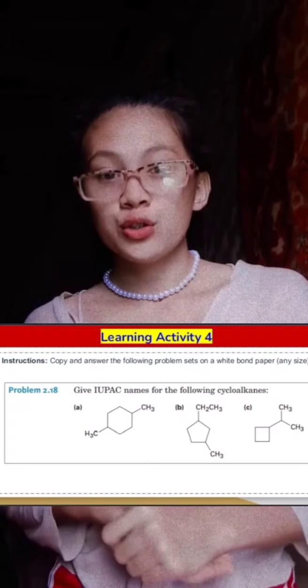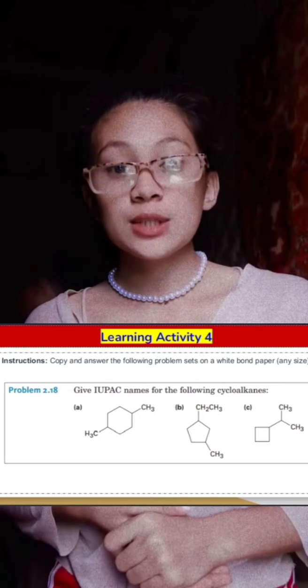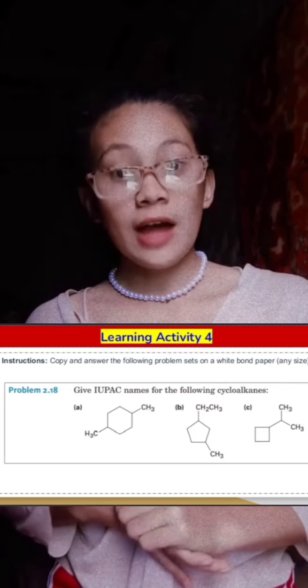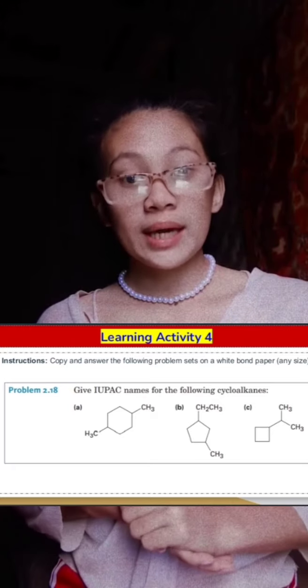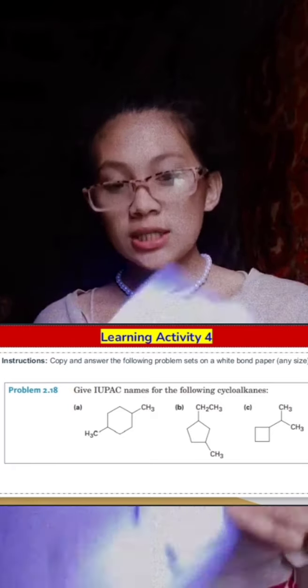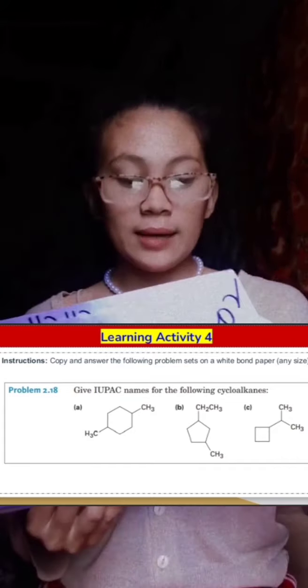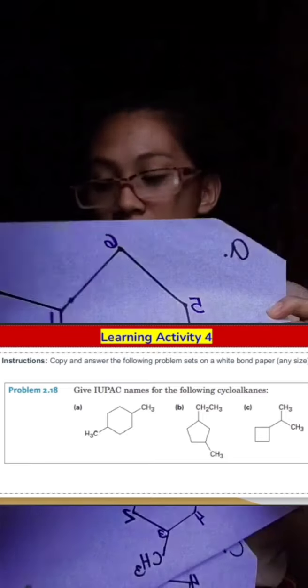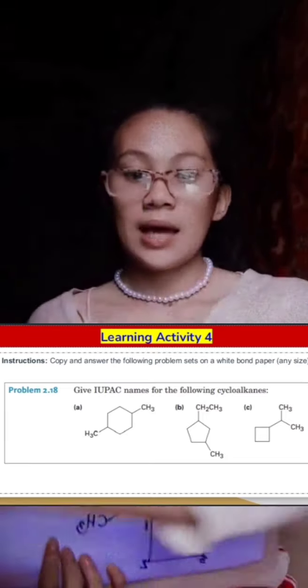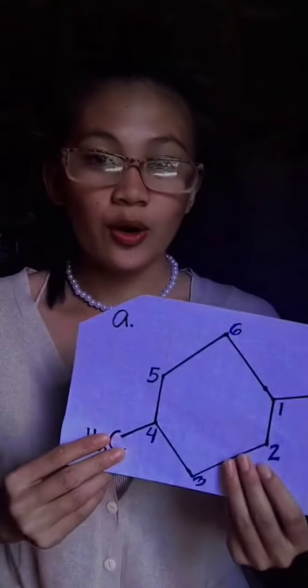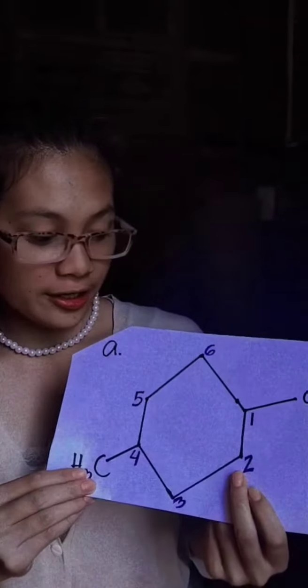Okay, let's move on to the next activity in AG 104, Course Pack 2, Chapter 2, Activity 4. So, the problem that I choose is problem 2.18. Give the IUPAC names for the following cycloalkanes. So, these are the following cycloalkanes that I am going to give an IUPAC name. So, problem A, problem B, and problem C. Okay, without further ado, let's start answering problem letter A.